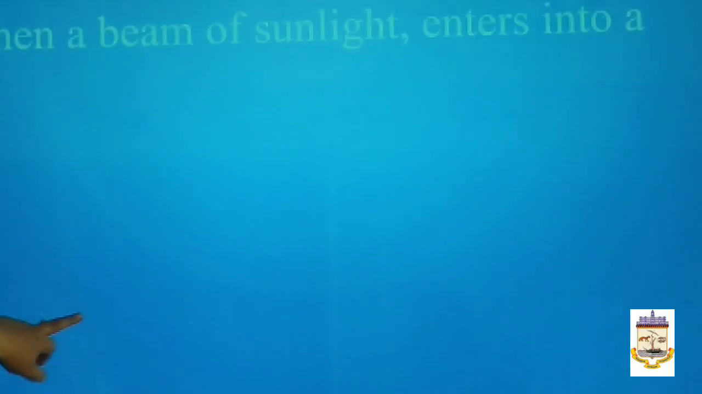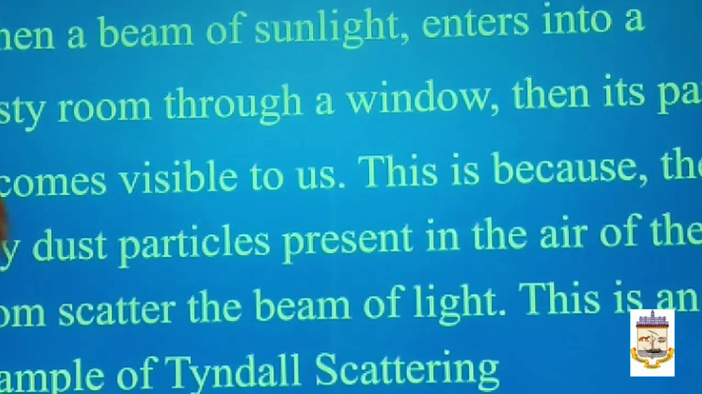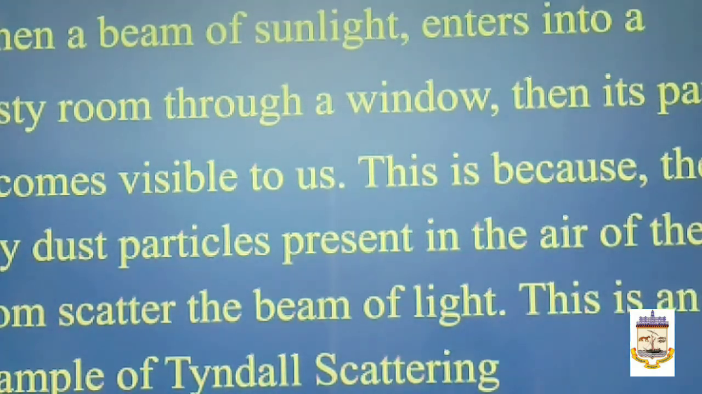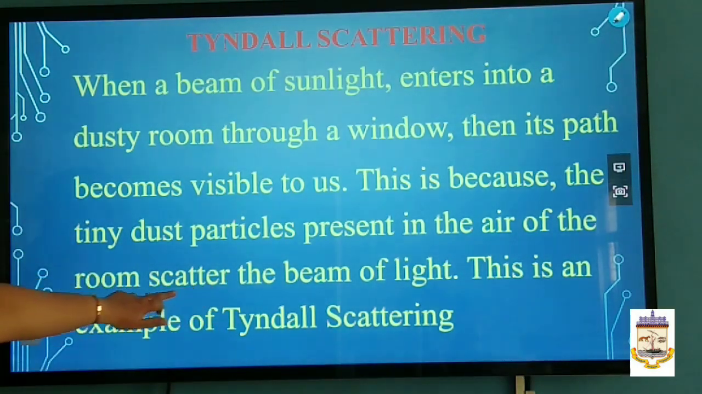So the Tyndall scattering is nothing but when a beam of sunlight enters into a dusty room through a window, then its path becomes visible to us. This is because the tiny dust particles present in the air of the room scatter the beam of light. This is the best example for Tyndall scattering. Clear children? Okay.